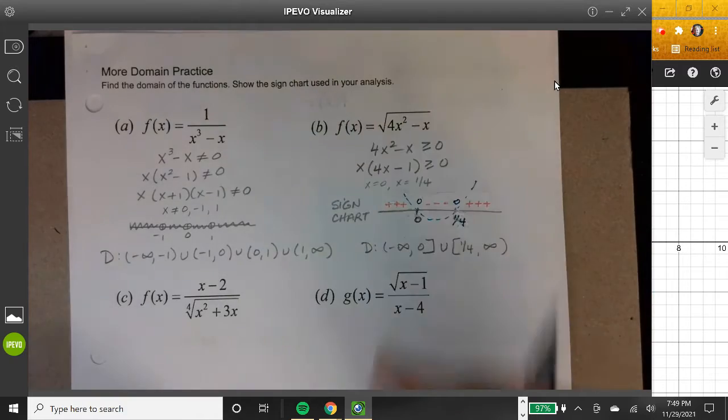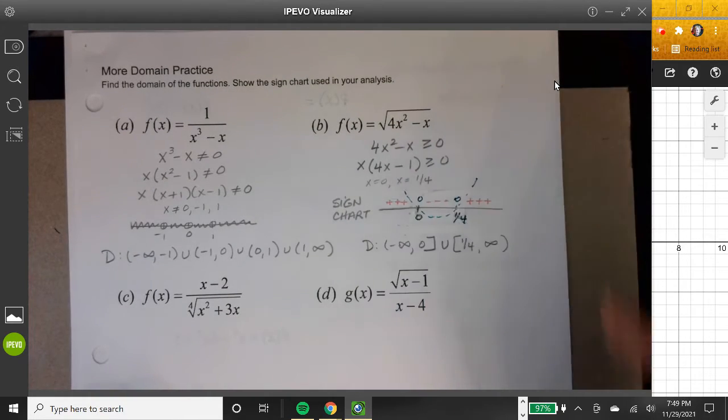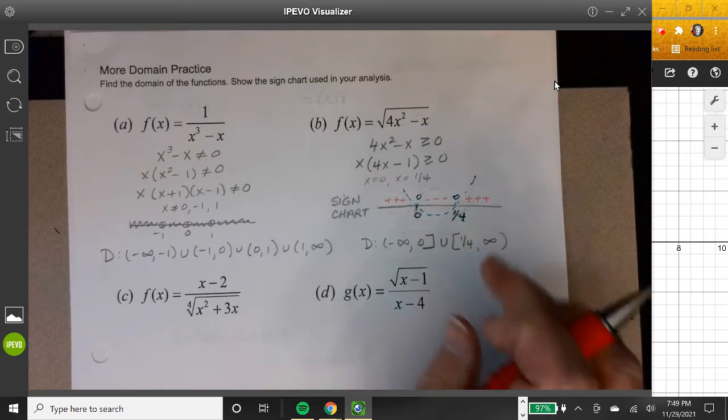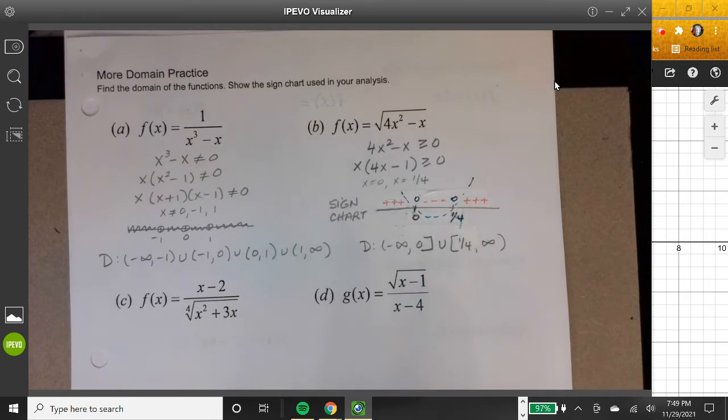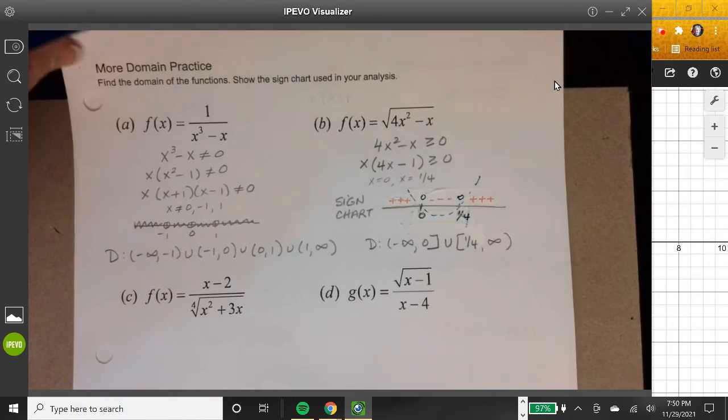Right? Sorry about that. This 1/4 looks a little rough, but I hope you can see that that's 1/4. Okay? All right, let's move on and see if we can do better this next time.